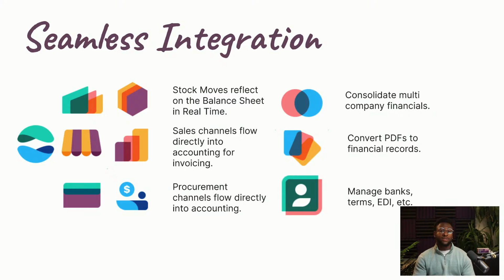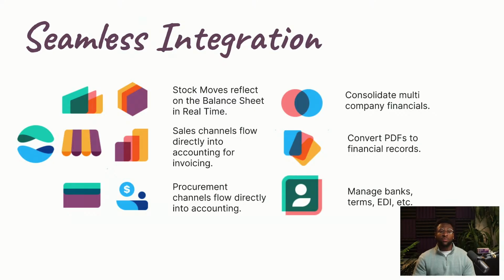As far as our purchase and expenses, those are our different procurement channels that also flow directly into accounting. If you're a business that has multiple companies, you are able to operate on Odoo with our multi-company setup. Now, if the different companies have separate charts of accounts, we'd be able to consolidate all of those different financial records with our consolidation app.